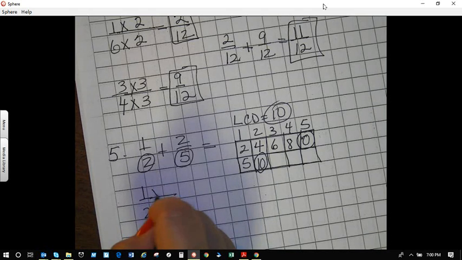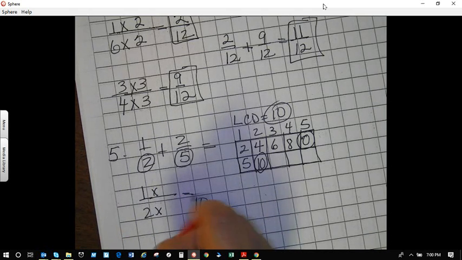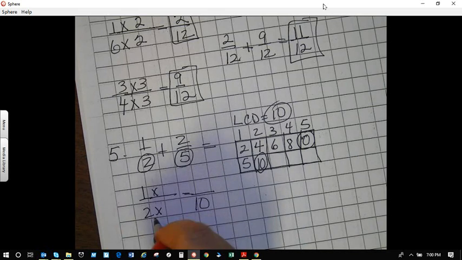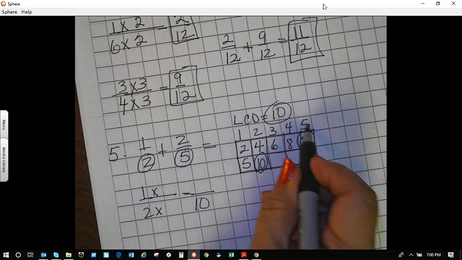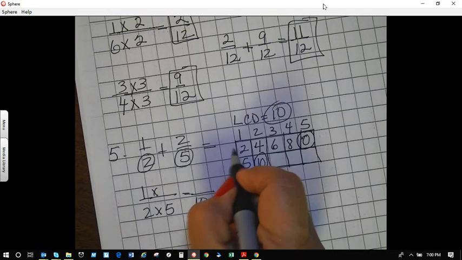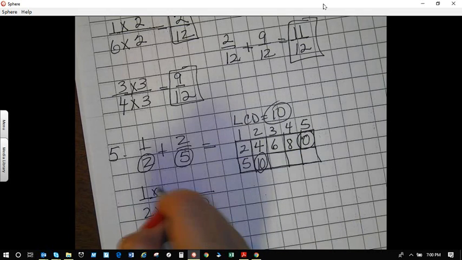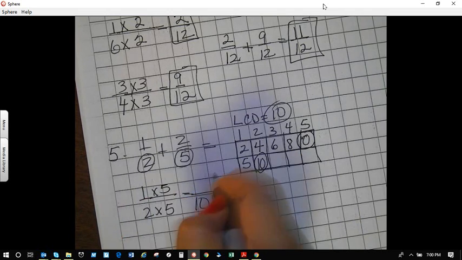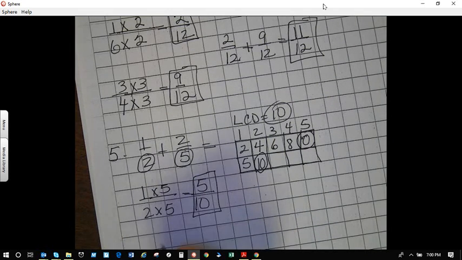I need to multiply that by something because I'm going to change my denominator to 10. 2 times 5 is 10 because 2 goes into 10 5 times. And 1 times 5 is 5. There is my new fraction, my 2/5.